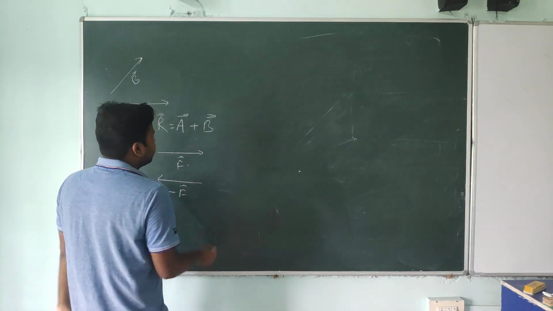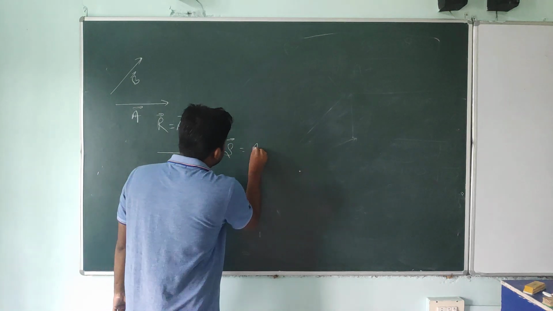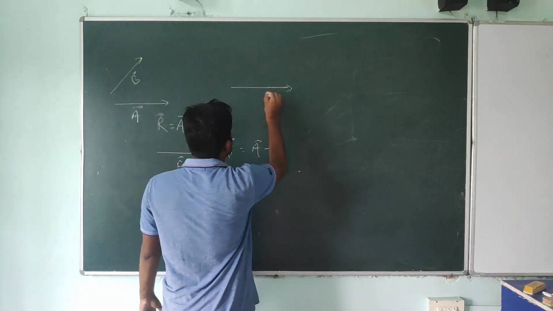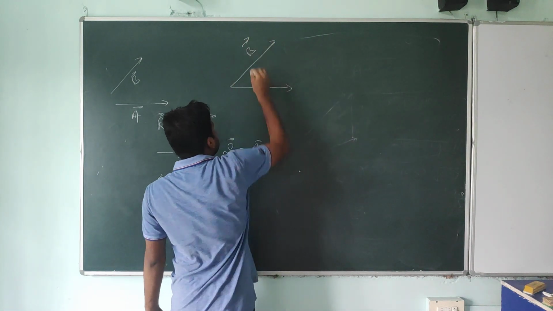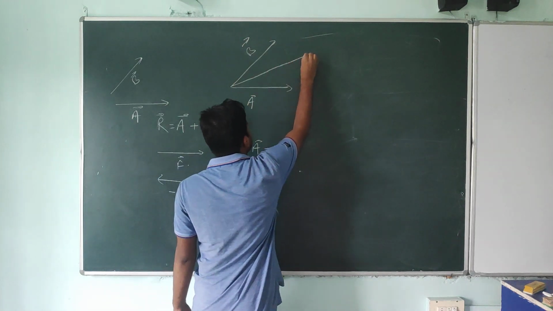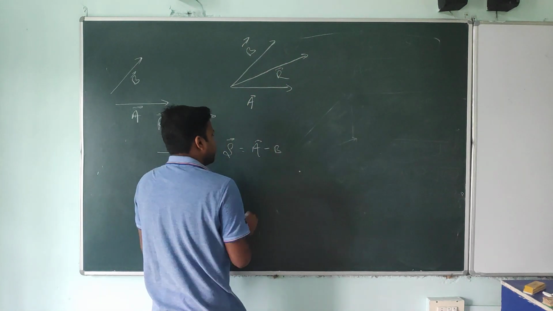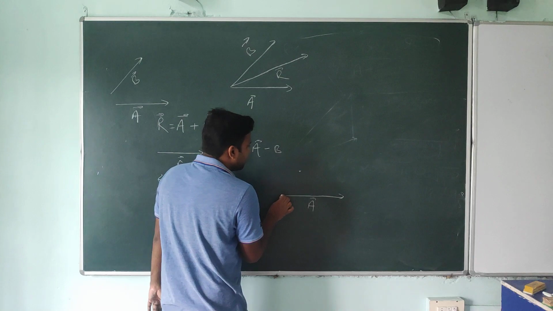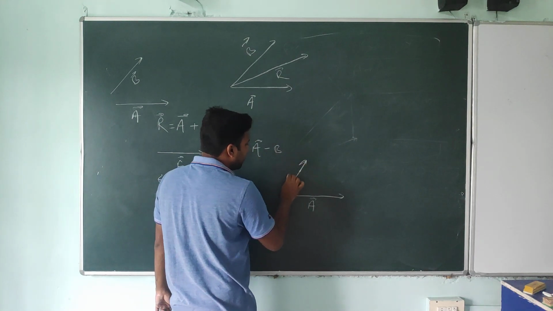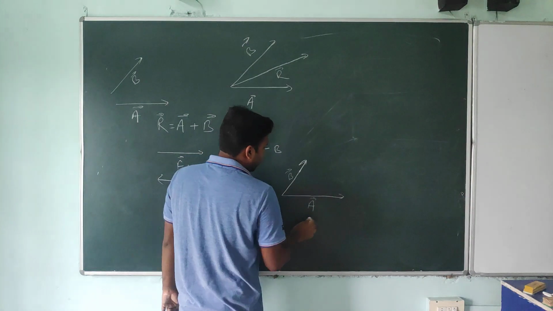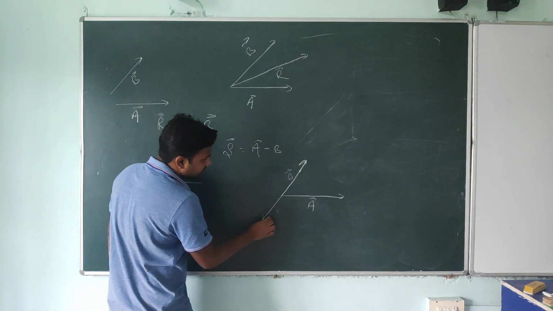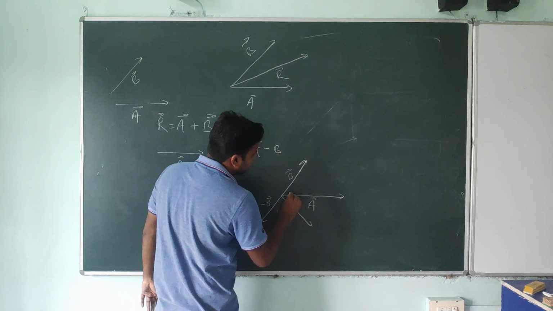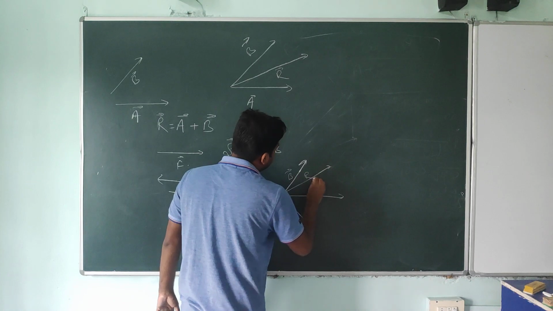Now you want to subtract, S is A minus B. I am just drawing the diagram here. The A plus B diagram is this one. This one is the B vector, this one is the A vector, and here is the resultant vector. Look at this. This one is the A vector. This one is the B vector. And this one is the minus B vector. So here you will get the S vector and here you will get the R vector.